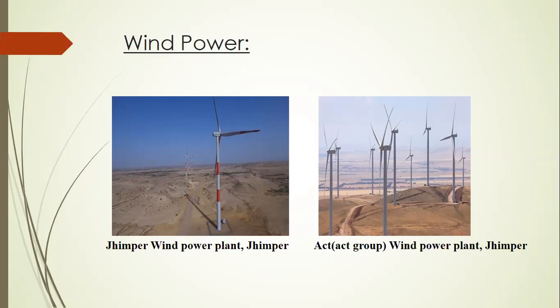Another disadvantage is that it is dependent on wind. When the wind speed is high, the turbine can work and energy can be produced. Otherwise, if there is no wind, the energy cannot be produced. So it is not a constant source of energy.